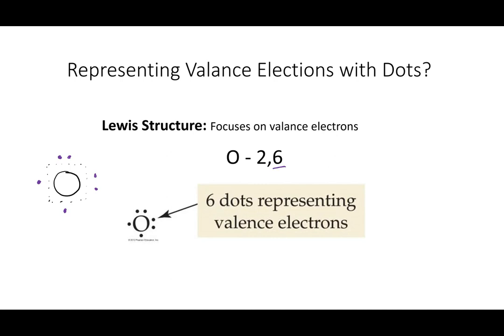You could also pair up those last 2 instead of drawing them separate. So I could say 1, 2, 3, 4, 5, and 6, and leave one side of the box empty. That's fine. I don't really care how you put them around there, as long as there's 6 valence electrons around that oxygen. So that's the introduction to Lewis structures there.